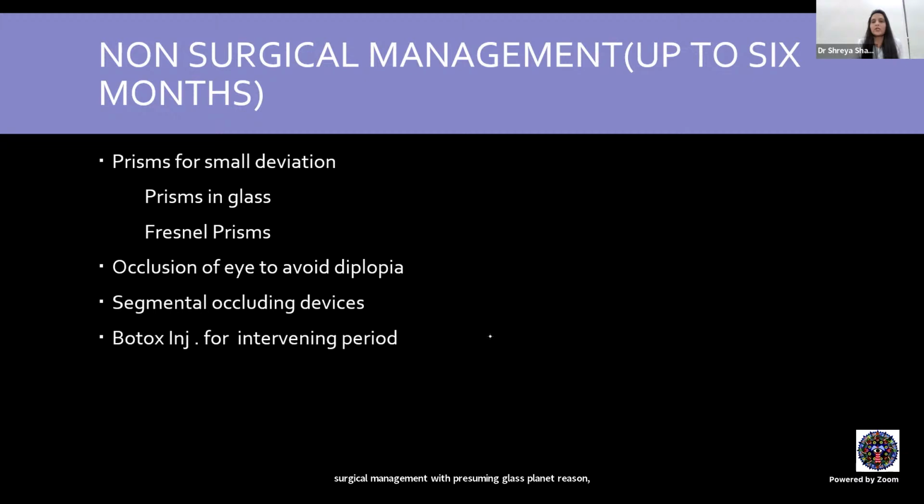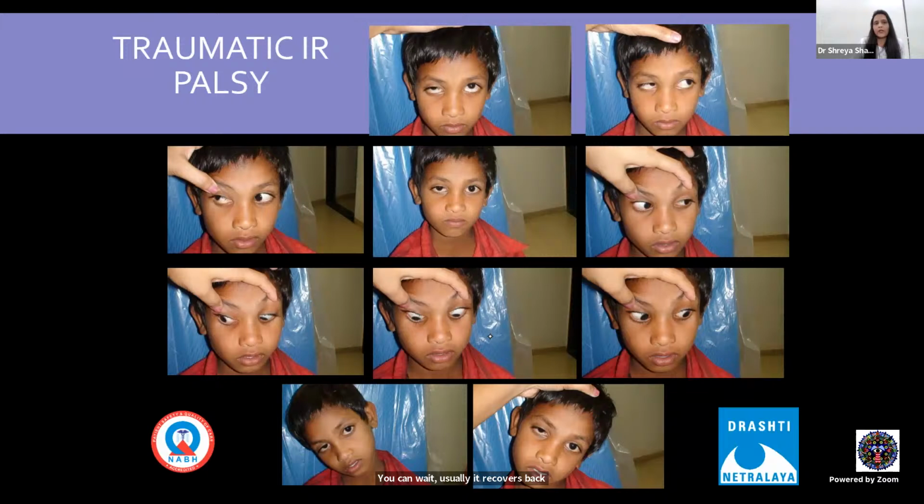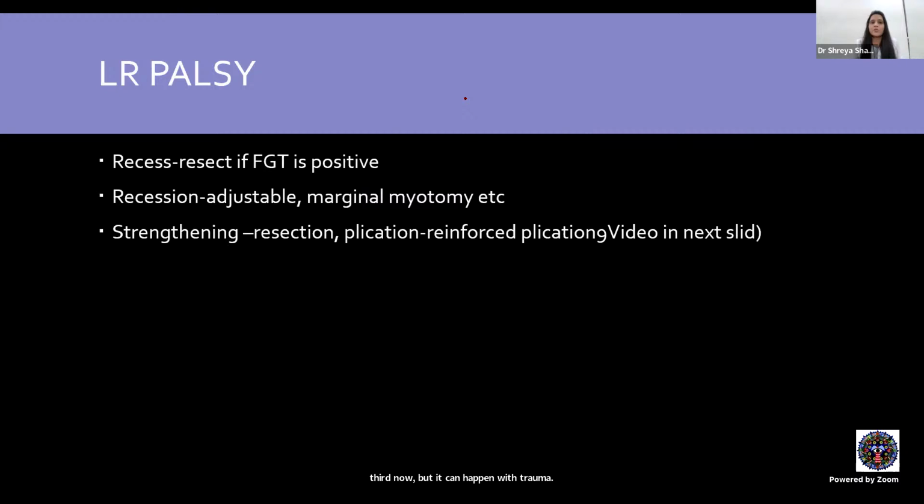So this is a partial third nerve palsy and it is immediate. You can wait. Usually it recovers back. It is very rare, but traumatic IR palsy. So it is purely IR palsy. Usually isolated muscle palsy is very, very rare whenever it is supplied by the third nerve, but it can happen with trauma. So when we look at post-trauma, horizontal paralytic strabismus usually happens with the sixth nerve palsy.